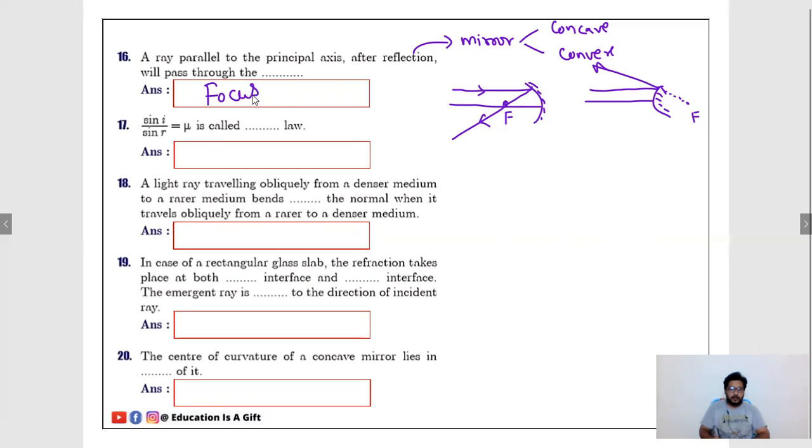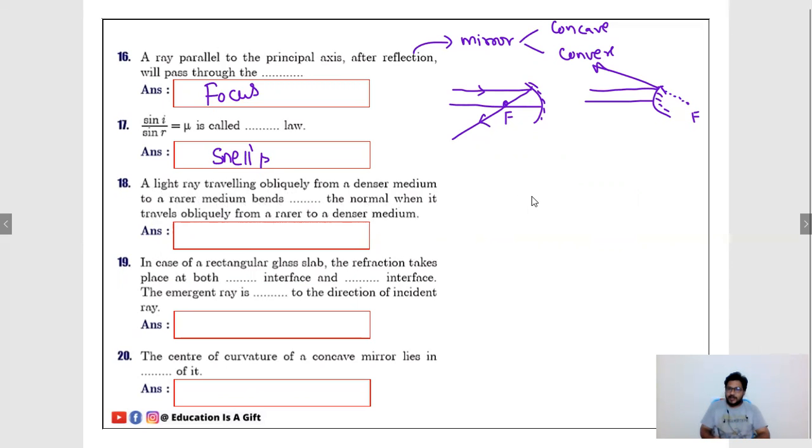Next, sin i by sin r is equal to mu is called, a straight direct question in your textbook, Snell's law. Snell's law. 18th, a light ray traveling obliquely from denser medium to a rarer medium bends dash to the normal. When it travels obliquely from rarer to denser medium, what will happen?